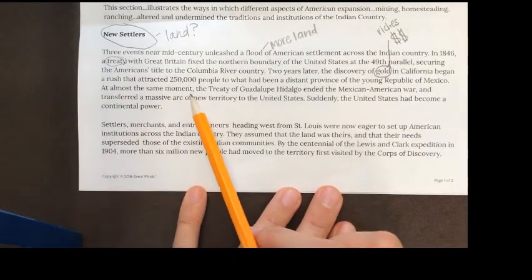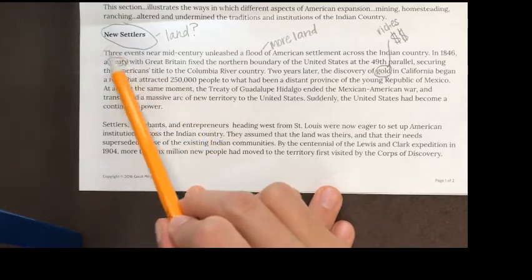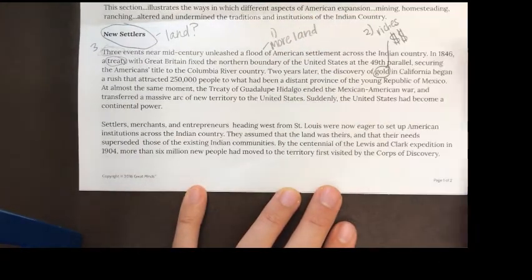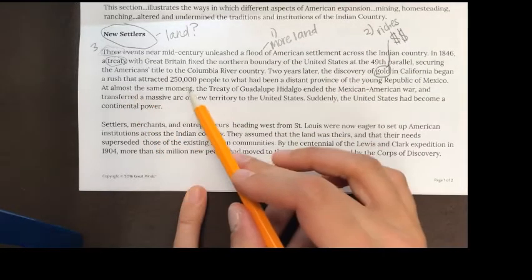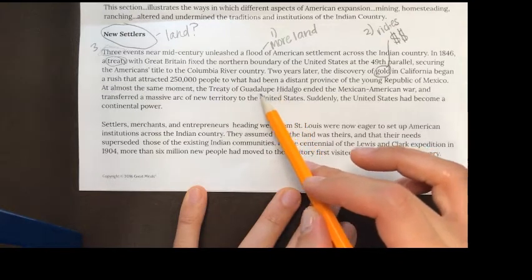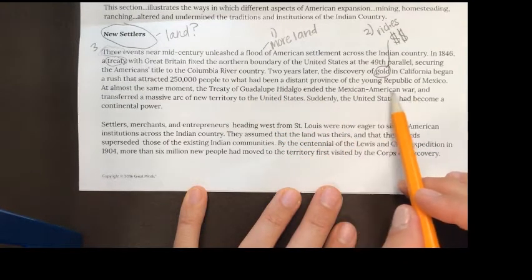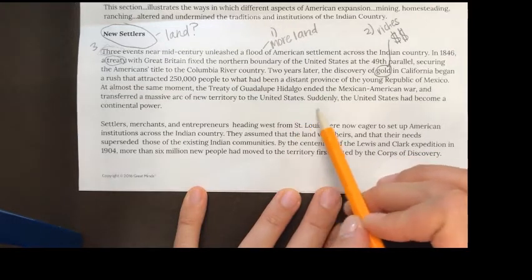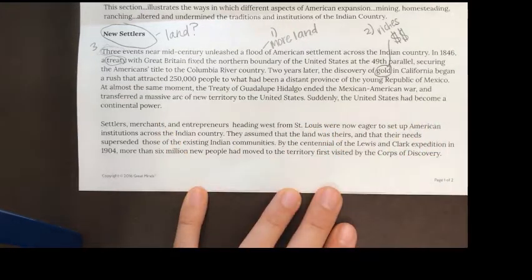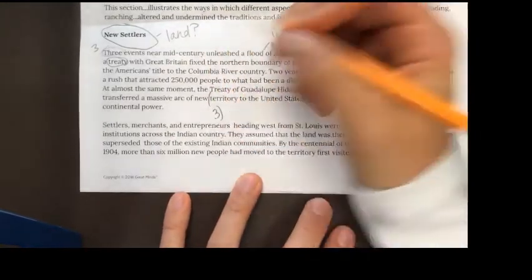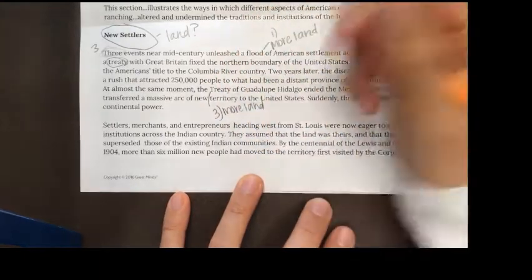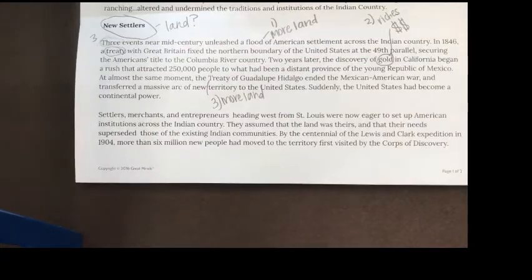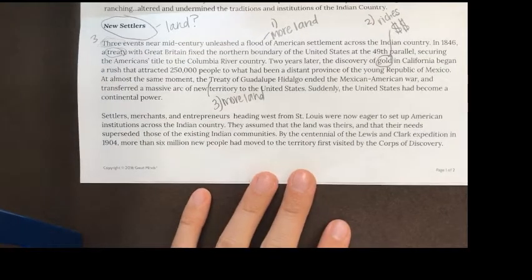At almost the same time, so this is the third thing that happened because it said 3 events, right? 3 events. So the first was we got more land. Second was there was gold. At the same time, the Treaty of Guadalupe Hidalgo ended the Mexican-American War and transferred a massive arc of new territory to the United States. Suddenly, the United States became a continental power. Okay, so we got even more land. And that's the third event. So we got land. We have potential money people could go and get by finding gold. So these are the reasons settlers wanted to go to the West.